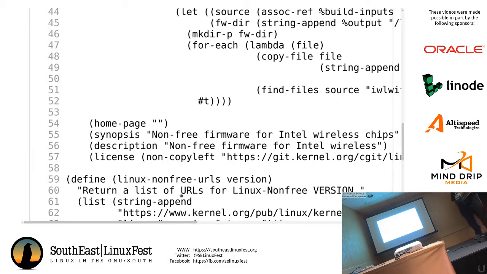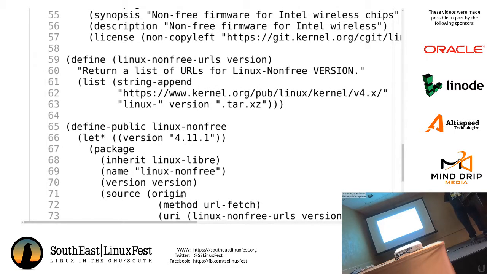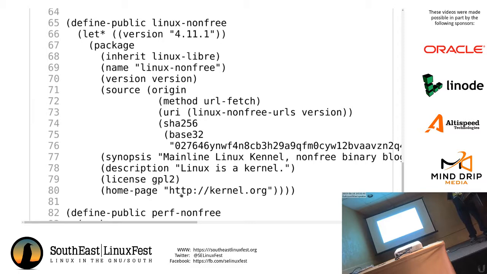But then I also have to use the mainline kernel version for non-free firmware blobs to work. And this is the package definition for that. I defined my package to be Linux non-free. It's a particular version, 4.11, of the kernel. But I don't have to do a lot. I say inherit from Linux Libre, which is the kernel that Guix built for the system. The inherit word means I want to use that package, but then I'm going to change it in the way that's listed here. So I'm giving it a different source. And when you have all your package definitions in a declarative DSL, you can do interesting things like that.